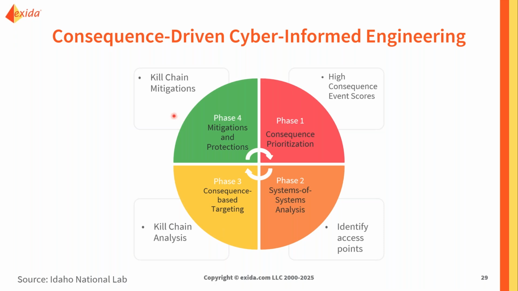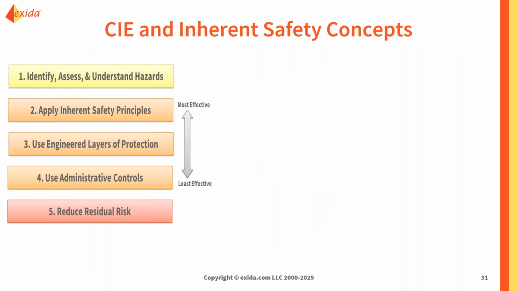And then lastly, mitigation. Once we understand the way in which that severe event develops, where are the different places that we can address it? And if we think about mapping CIE onto these inherent safety concepts, phases 1 to 3 about understanding those critical systems and the consequence they have through understanding the way in which the attack develops is really our first step here. Identify, assess, and understand the hazard. So what are the events?